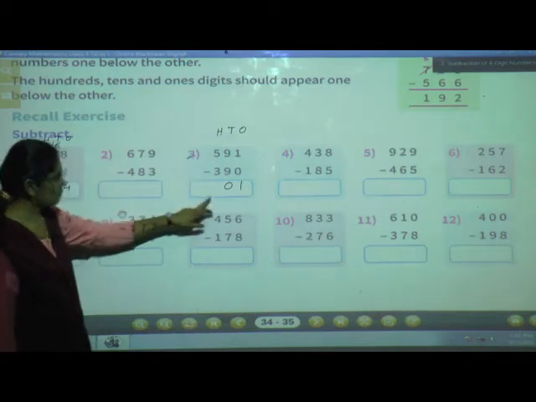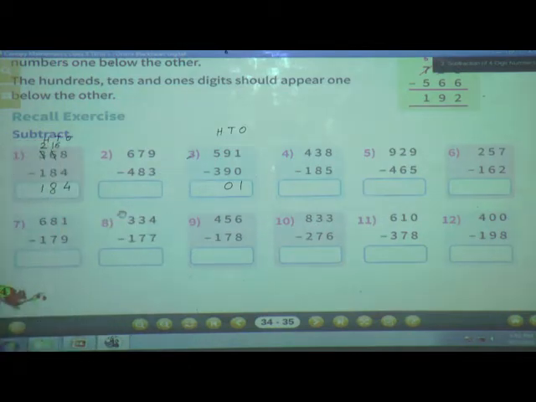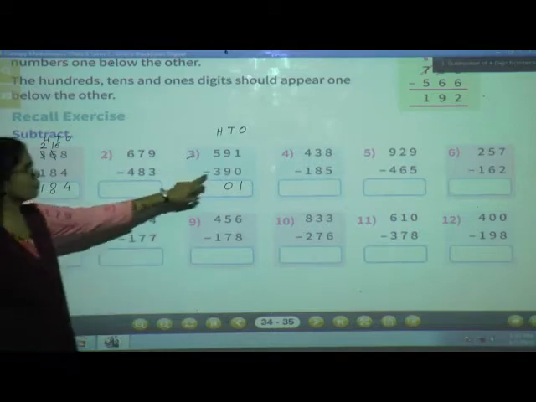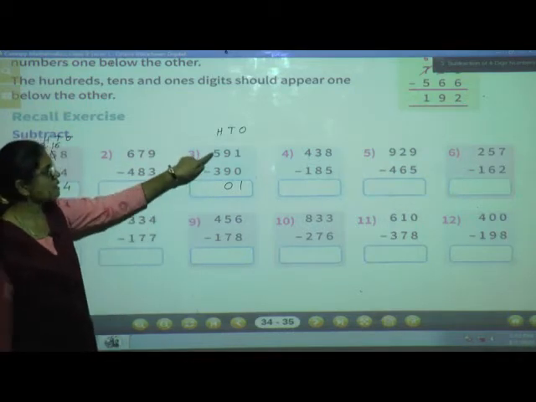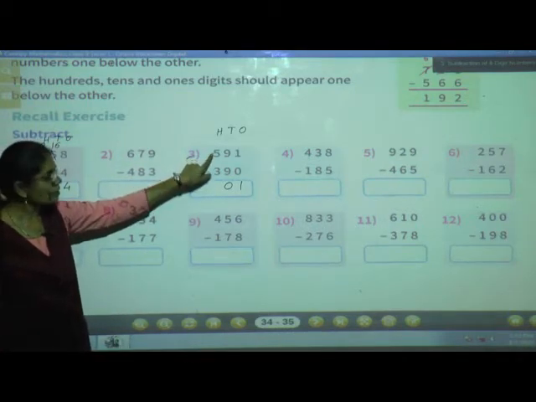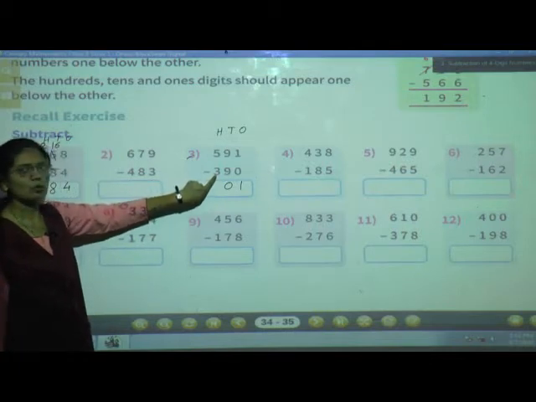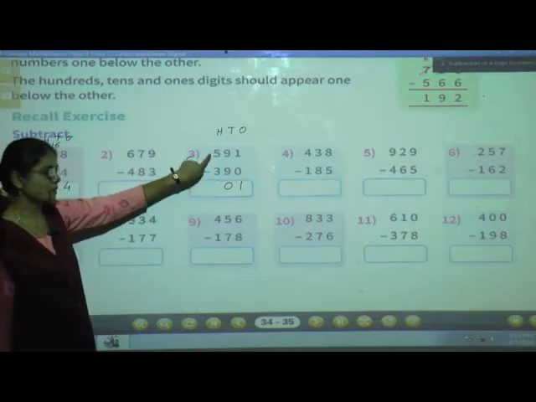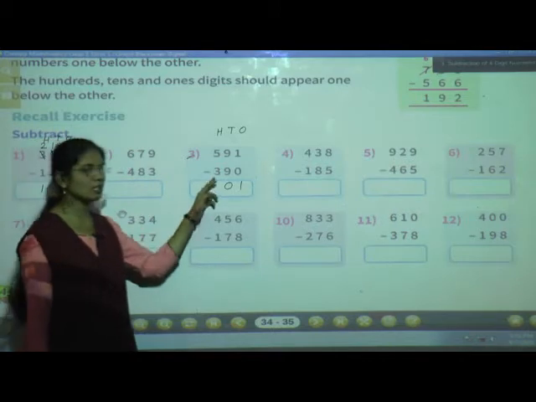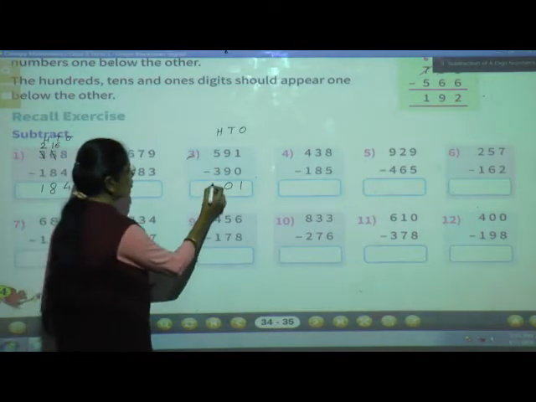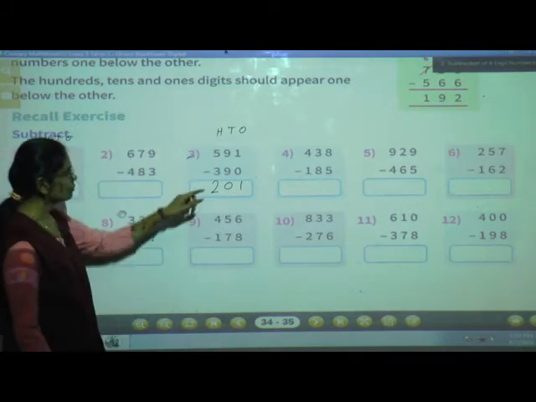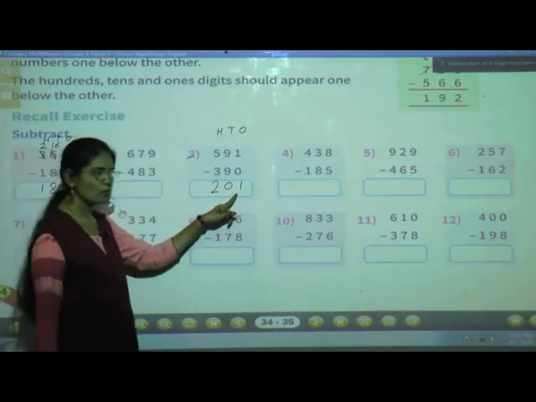See the hundreds place number now here. At hundreds place 5 is there and 3 is there. Okay, so 5 minus 3. See the second number is 3. After 3 you have to count your fingers till 5. So count your fingers after 3, 4, 5. How many? 2. So I will write here 2. So what will be the answer? The answer is 201. Okay.